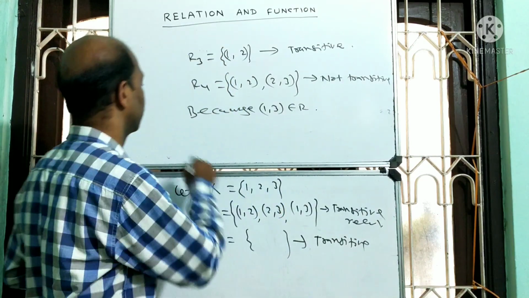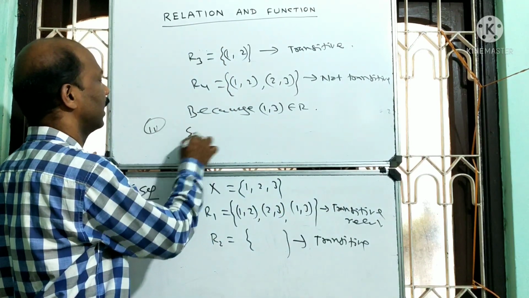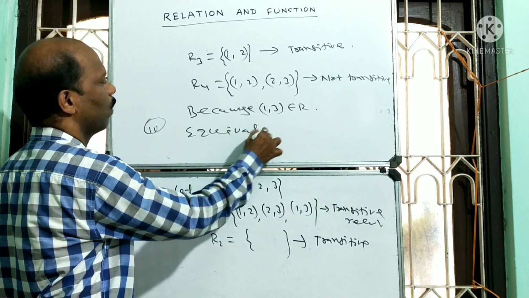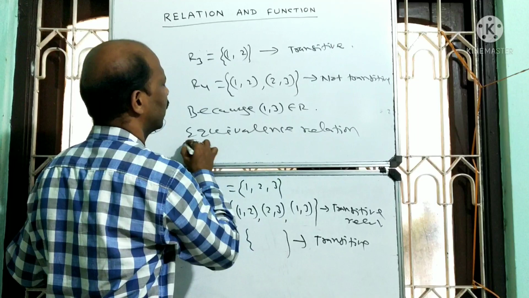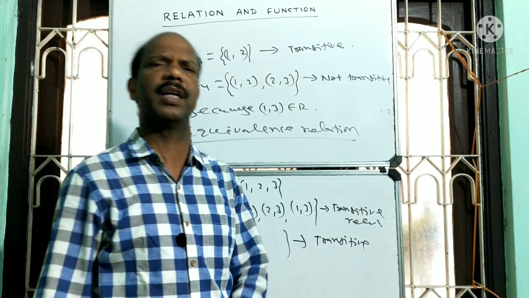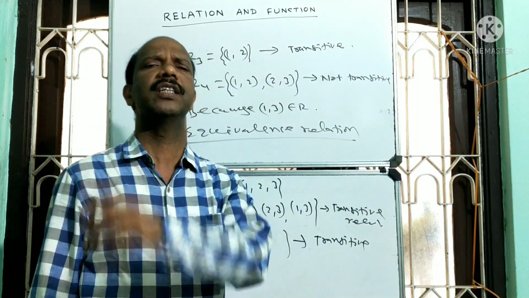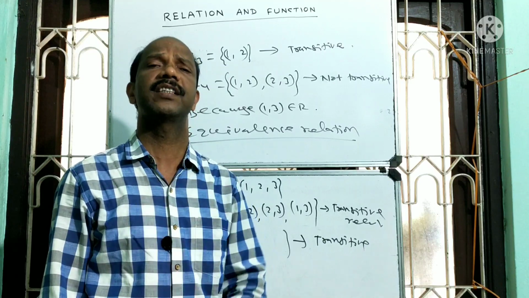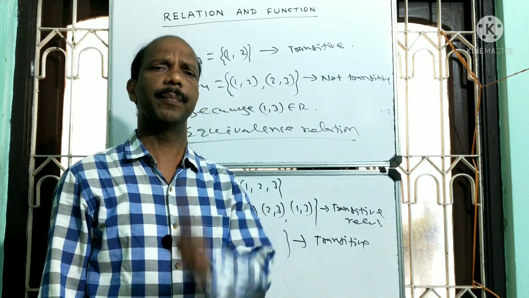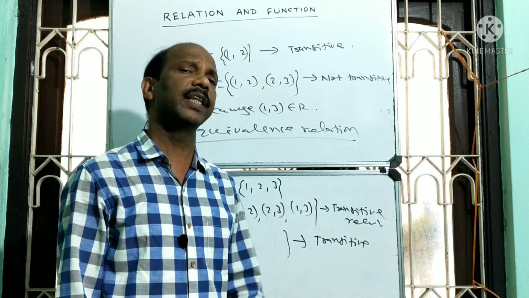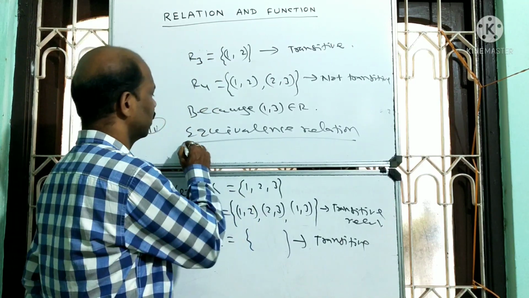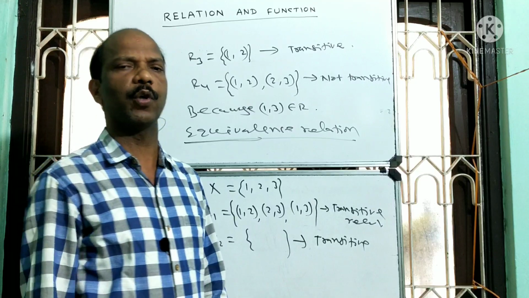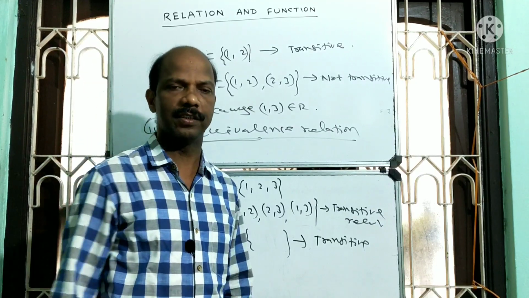Last relation is number 4, equivalence relation. Equivalence relation is nothing but depends on reflexive, symmetric and transitive. If a relation R on a set X is reflexive, symmetric and transitive, then we say that it is an equivalence relation. Next class we'll discuss details about equivalence class. Today's class is this much. Thank you.